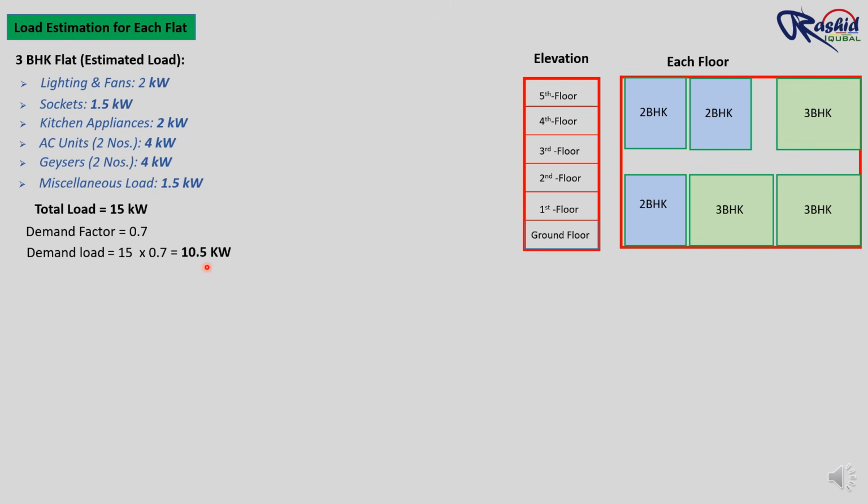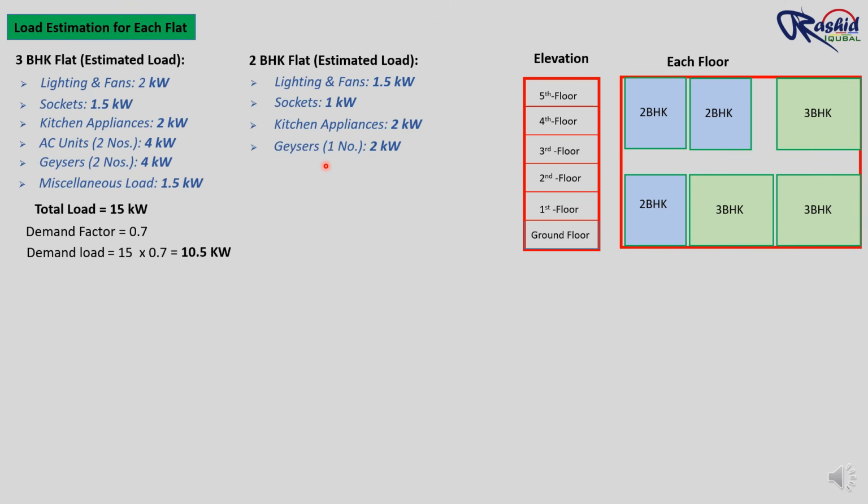making the system more efficient and cost effective. So for 2 BHK flat, let's consider lighting and fan is 1.5 kilowatt, socket 1 kilowatt, kitchen appliances 2 kilowatt. I consider geyser here, one number, that is 2 kilowatt. Miscellaneous load 0.5 kilowatt. Then the total load will be, calculation of all this load, equal to 7 kilowatt. Same way we will add here demand factor 0.7. After adding the demand factor, we get demand load equal to 7 multiplied by 0.7 equal to 4.9 kilowatt.